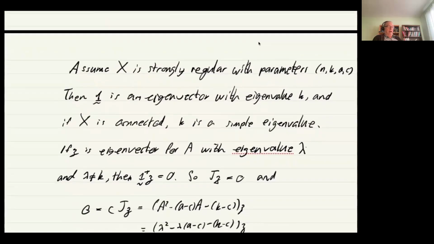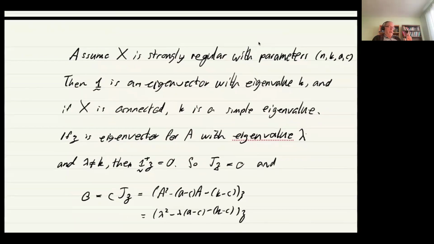If X is strongly regular with n vertices, it has 4 parameters, n, k, a, and c; in fact, only 3 of those parameters determine the 4th, but that's not even an exercise at this point. Take the all ones vector. It's an eigenvector with eigenvalue k, and if the graph's connected, it's a simple eigenvalue. So that's one eigenvector with eigenvalue k.